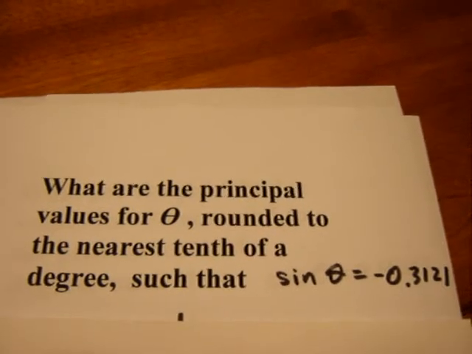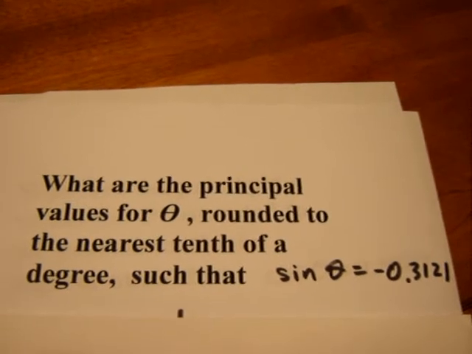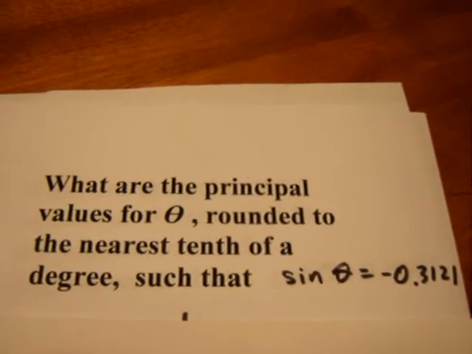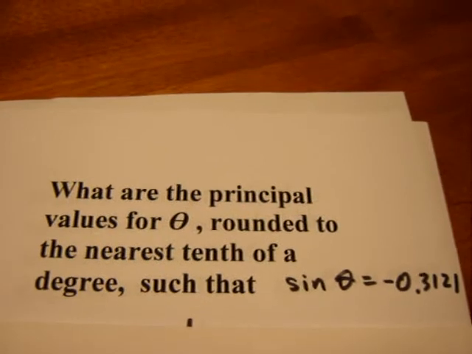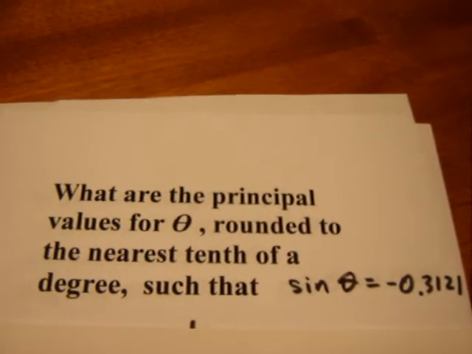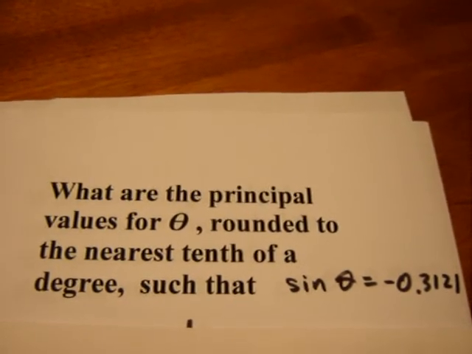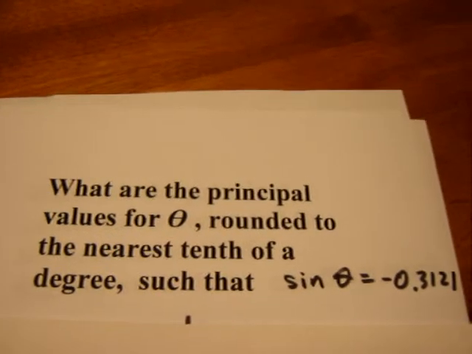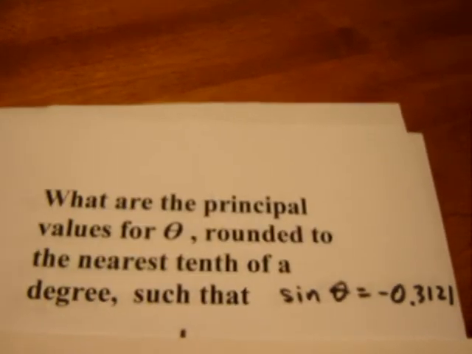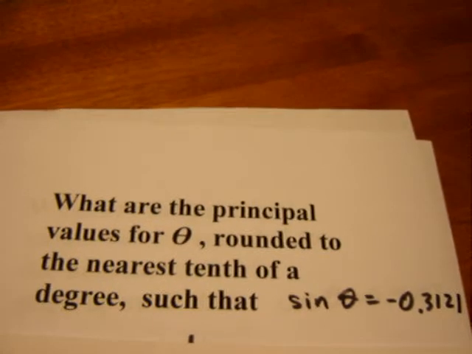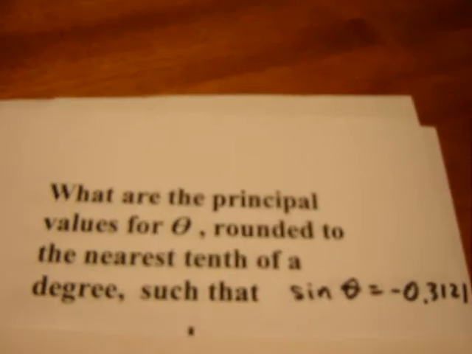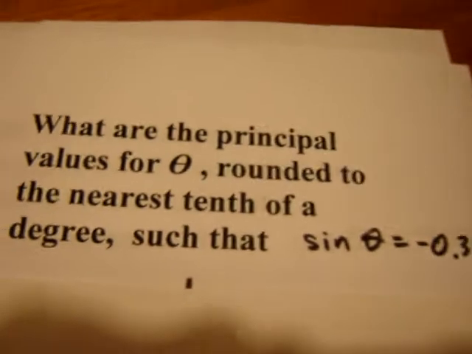So we're going to use a unit circle or winding function analysis, and we're going to think of sine theta as the y-coordinate of the point on the circumference of the unit circle that the terminal arm of the angle intersects. Okay, so what does that mean for purposes of this question?